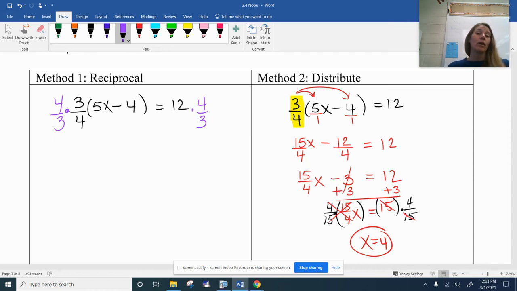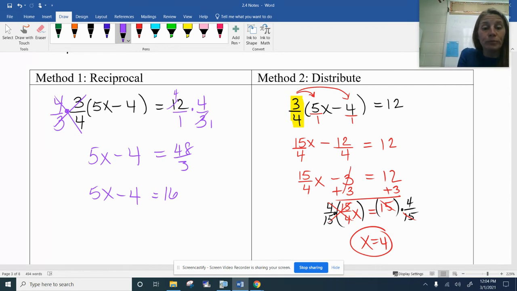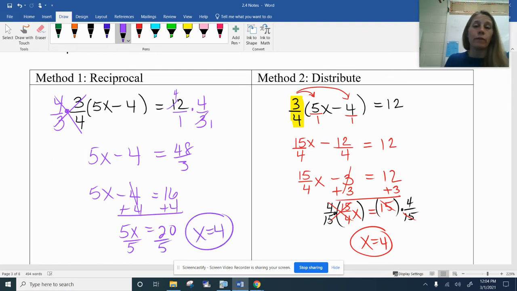So that's the con to this method. In a longer, more complicated problem, you might forget to multiply everything. In this case, we only have basically one thing on each side that needs to get multiplied, so it's pretty straightforward. The whole purpose of doing that was to get rid of that fraction on the left, leaving us with just 5x minus 4. And on this side, we have 48/3, which of course simplifies because 3 and 12 could have reduced, or 48 divided by 3 is 16, whichever way you do it. And then you just finish it up by adding the 4. So 5x equals 20. Divide by 5, x equals 4.